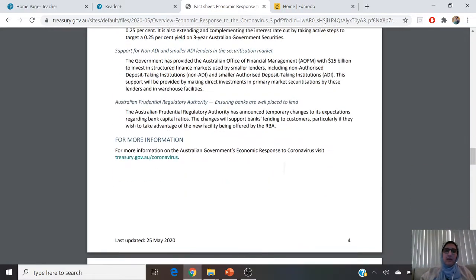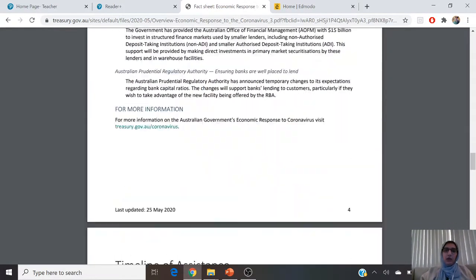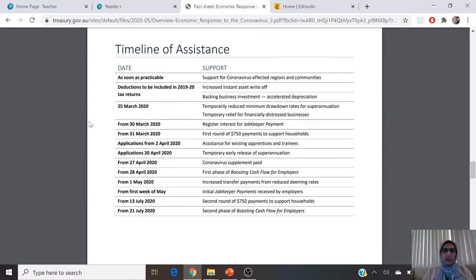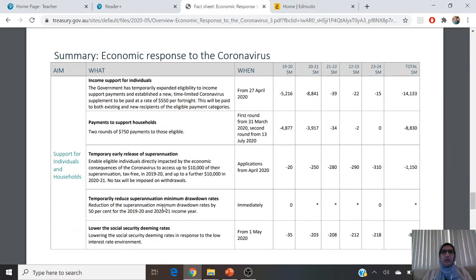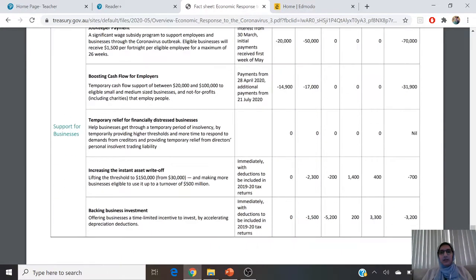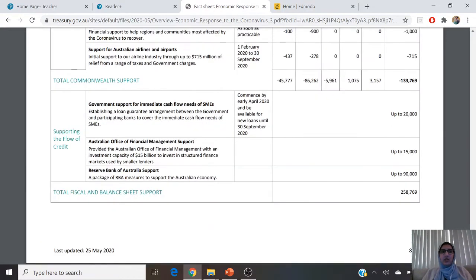We all know that. Now, if you look at the actual timeline, this is a timeline of implementation. Some of them started on the 25th of March and some of them started from the 21st of July. This is a summary of everything mentioned above, and it tells you when each started. So if I were you, I would summarize this and write it down, like make a separate fact sheet, or really just print this.